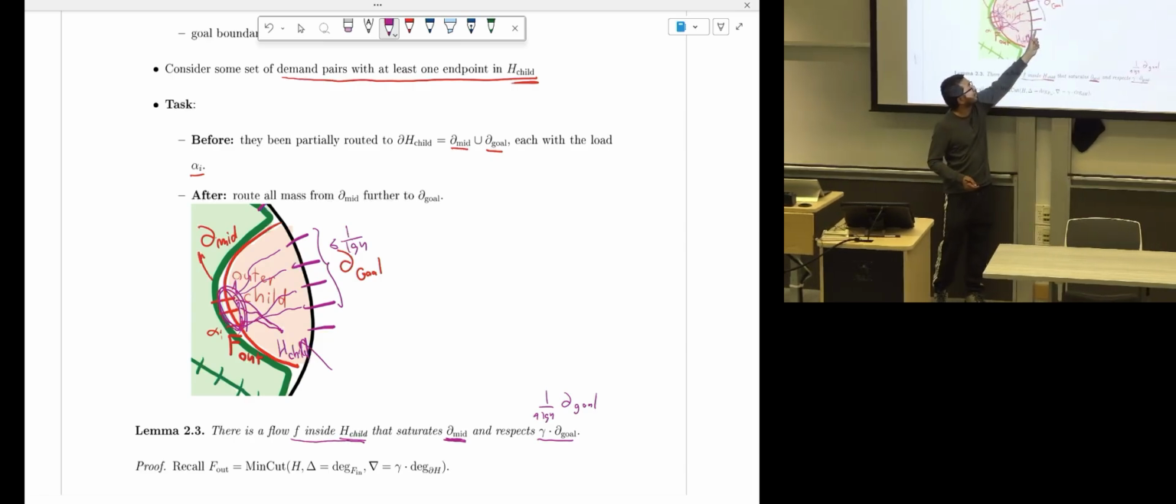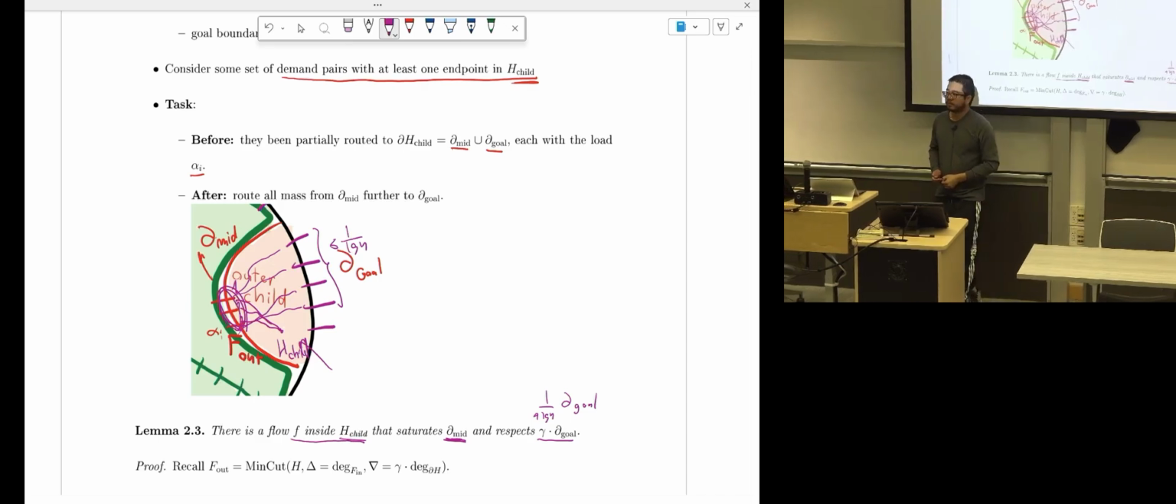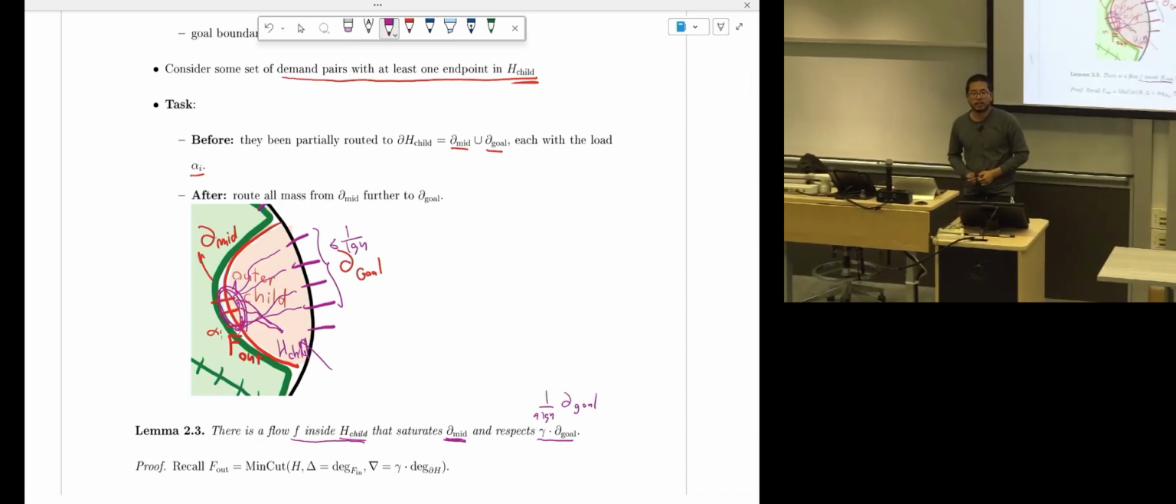How much does the load on the goal battery increase? How much does it increase?